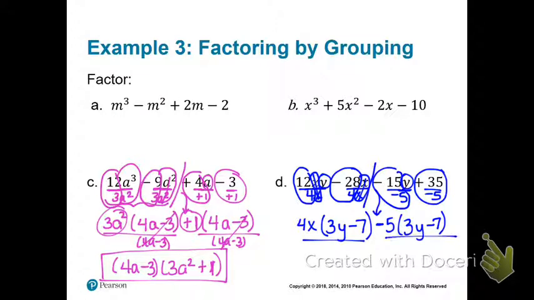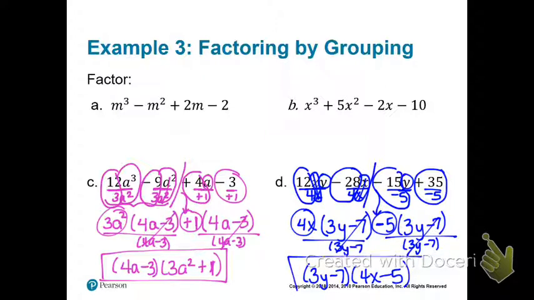Two terms, parentheses are the same, so we're going to greatest common factor out the 3y minus 7. When we do, we can see that it's going to cancel. So we're left with the 4x, and that cancels. We have a minus 5, and this cancels. And we check, no greatest common factor in either parenthesis. Only two terms in each one, so we don't know how to factor anything with two terms, so we are finished.